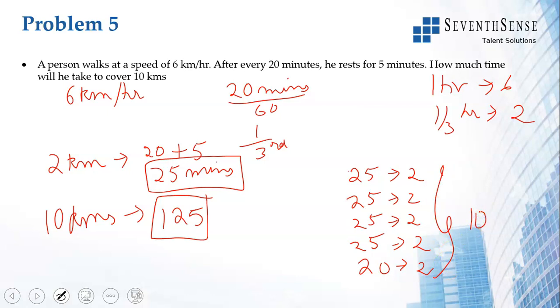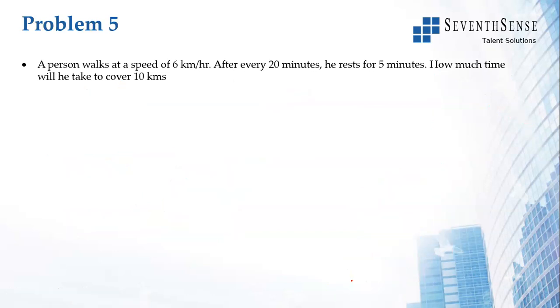So what is the difference? I am not doing 25 into 5. I am doing 25 for the first kilometer, 25 for second and so on. But in the last 2 kilometers, after 20 minutes, he has reached there. I don't have to consider the rest in the last 2 kilometers because he has reached his destination. After that, he might rest for 10 minutes or he might rest for 10 hours. That is immaterial. So that is why the answer is 120 and not 125. This is the answer. The rest in the last lap should not be counted.